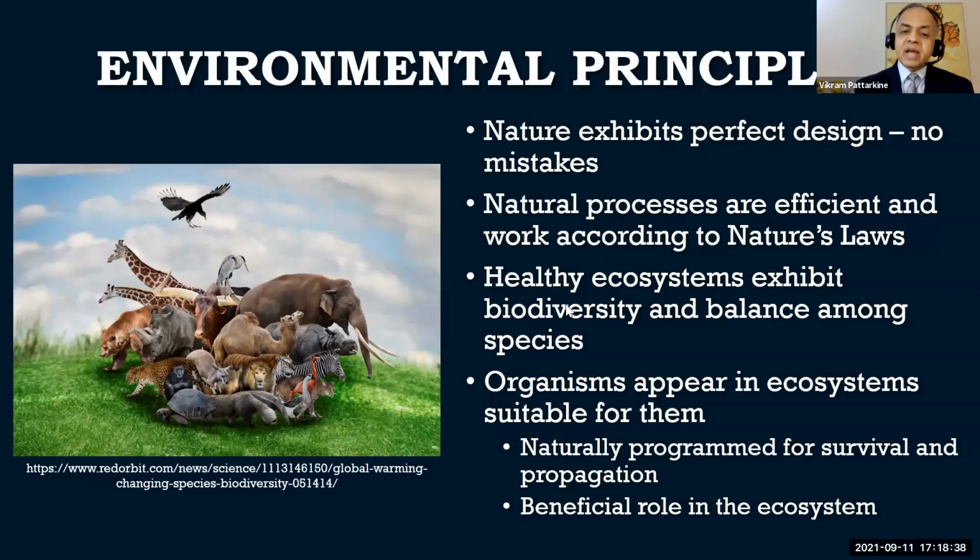Healthy ecosystems will exhibit biodiversity and a balance among species. So if you look at a healthy ecosystem, you will see a number of species in that ecosystem. Whereas if you see that one species is predominating in an ecosystem, then that system is not very ecologically balanced. Organisms will appear in ecosystems suitable for them.